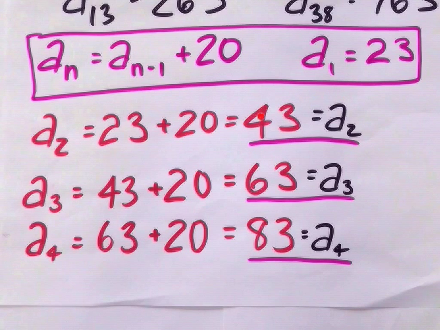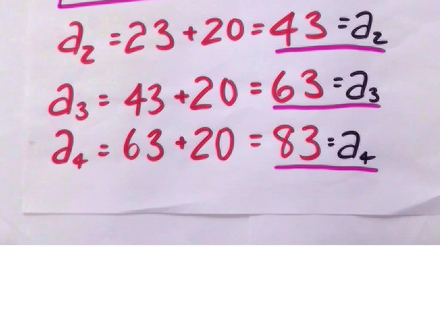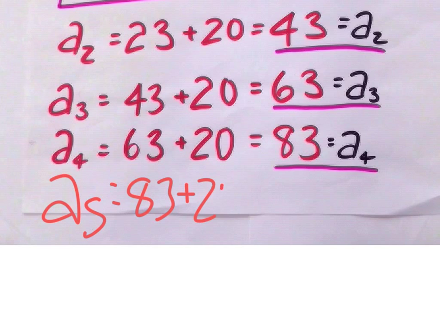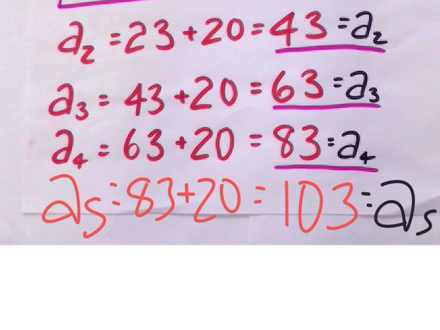So we found the second term. The third term is the second term, in this case 43, plus the common difference, equaling 63. What's the fourth term? The fourth term is a sub n minus 1, aka 63, plus the difference, giving us 83. So what would a sub 5 be? A sub 5 is going to be 83, right? We're grabbing that right here from a sub 4. We're going to add 20, which is the common difference, and 83 plus 20 is going to give us 103. That is the fifth iteration.